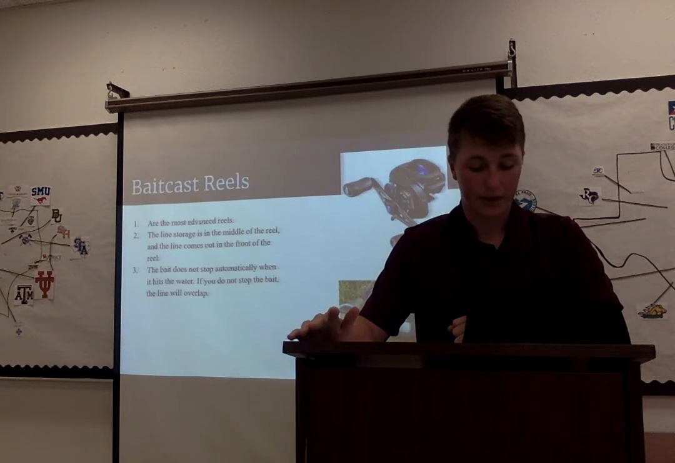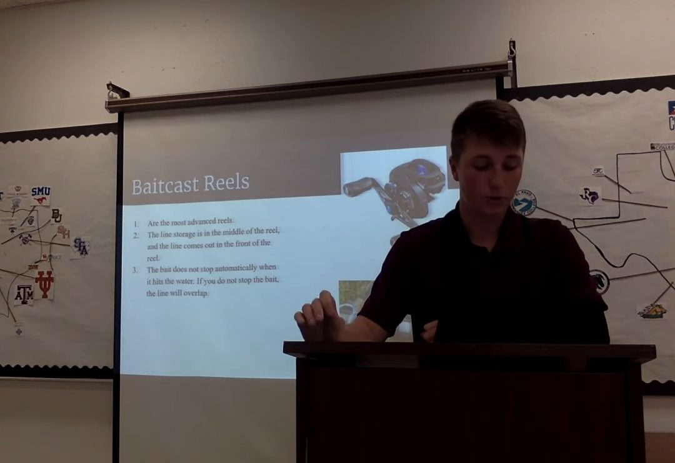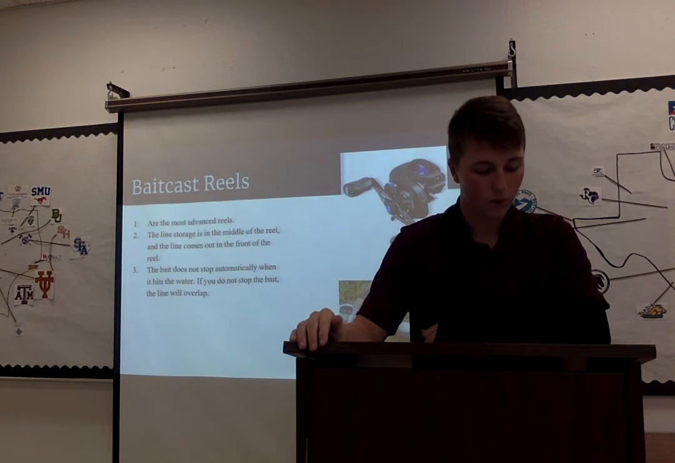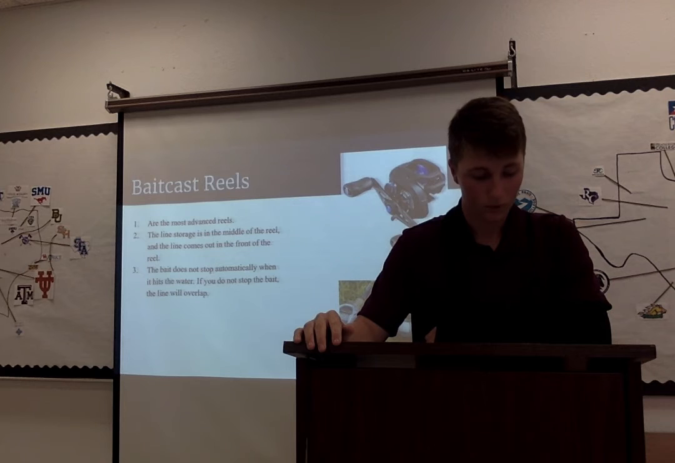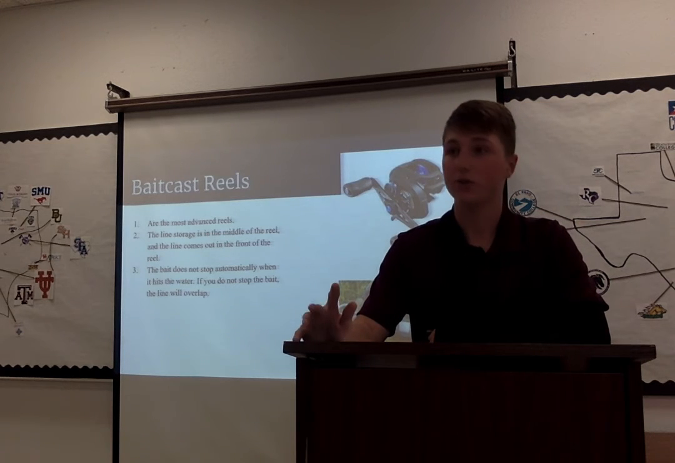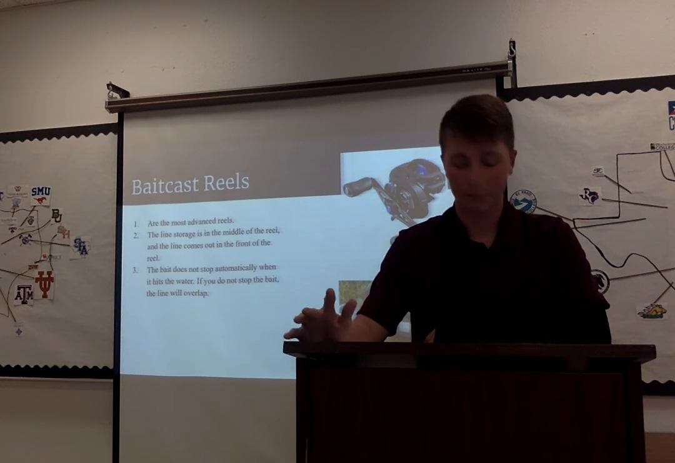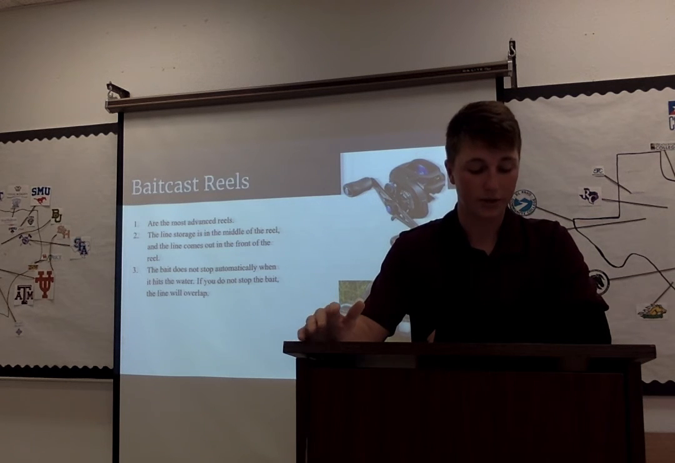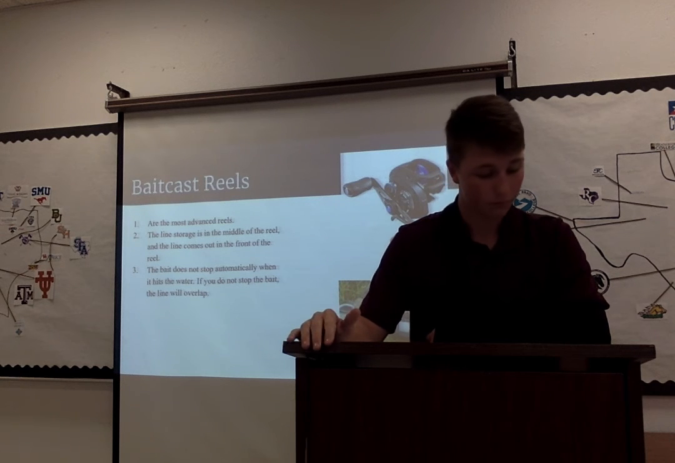The next reel is a baitcaster. The baitcaster is the most advanced reel. The line storage is in the middle of the reel, and the line comes out of a small hole in the front of the reel. There is a button at the rear end of the reel which releases the line. The hardest thing about this reel is the line doesn't stop automatically. When the bait hits the water, you have to stop it right before the bait hits the water, or the line will overlap. Anglers call this a bird's nest. The pros of this reel, though, is you can cast much farther and you can reel much faster. Another pro is precision casting.